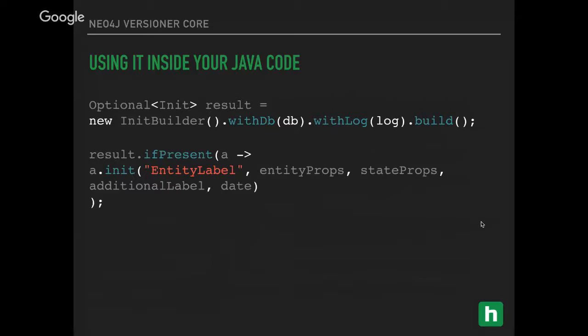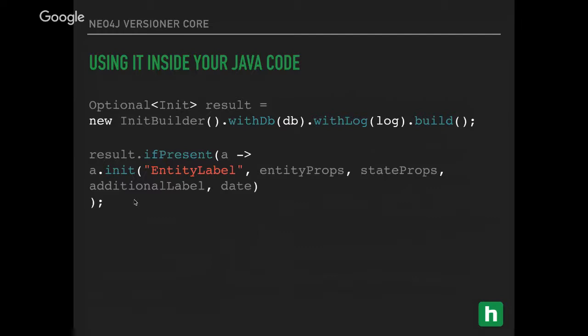Okay, now here we're initializing the init class, which allows you to initialize the entity state given an entity. So here we're instantiating the init class, and if it's present, we're calling it, passing the label, the entity properties, and the state properties. So actually, I would like to go through them. The first one is the label, which is a string, and it's the label that's going to be applied to the entity node.